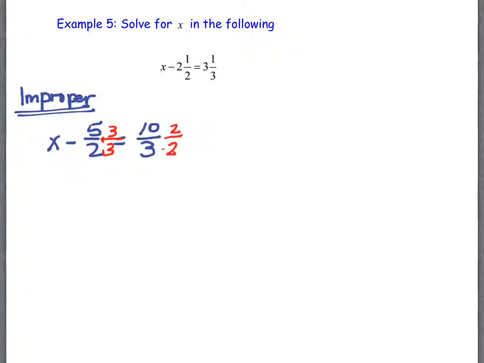All right, let's just do this one. We'll leave the x alone. 5 halves times 3/3 is what? 15/6. And then, whoops, 10/3 times 2/2? 26. And the goal is to solve for x, which is why I said I was sort of undermining my own processing for a moment.